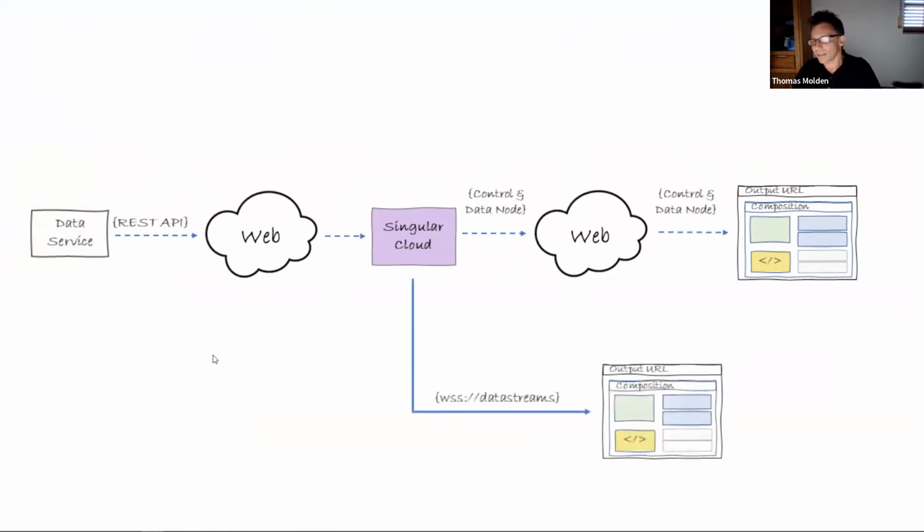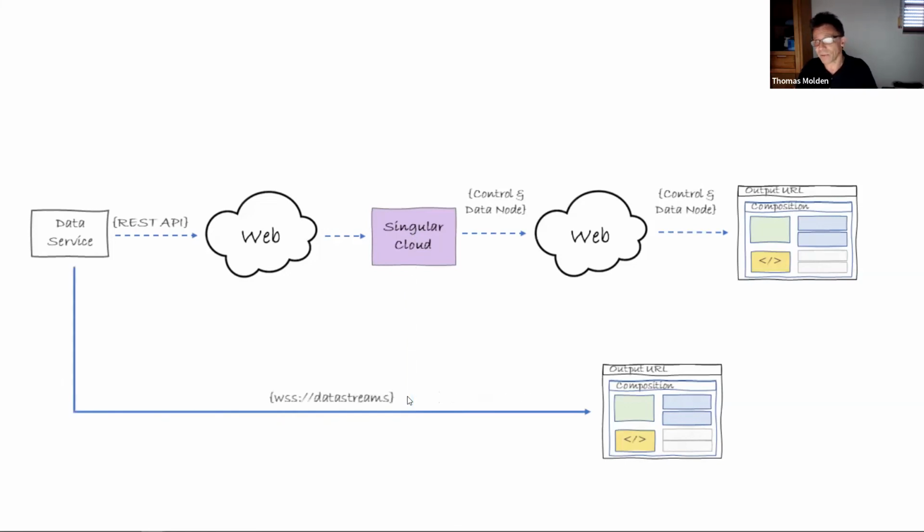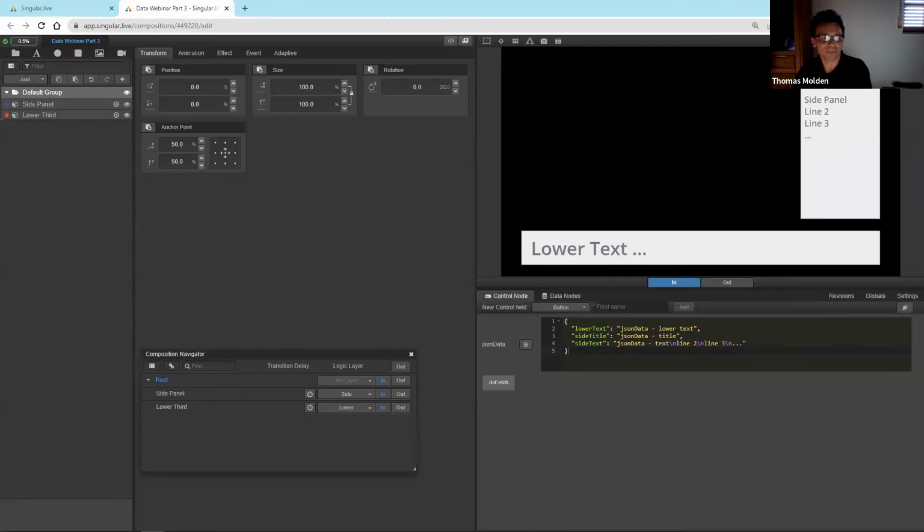With the singular data stream, you still have a short distance through the web, but then from the singular data stream ingest server, we establish a direct WebSocket connection to the outputs, and that's very fast, and it can take updates 5 times, 10 times per second, or even more. So in the near future, you will be able to connect your data service directly to the singular data stream socket and send data there, which is then the fastest way to push data into the singular cloud.